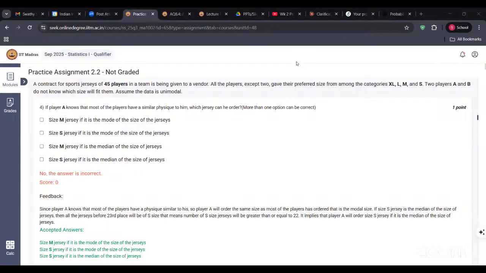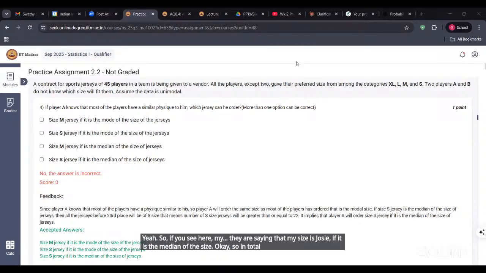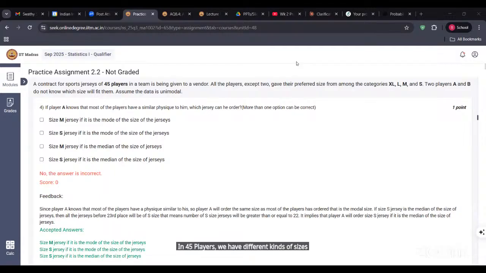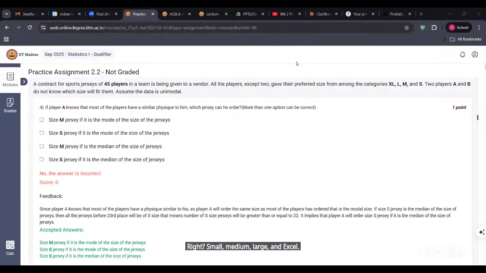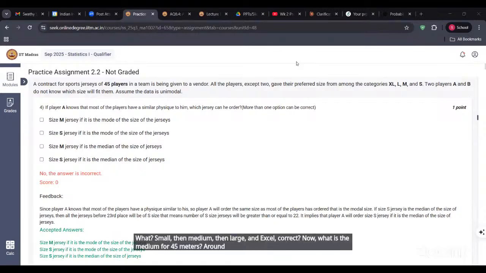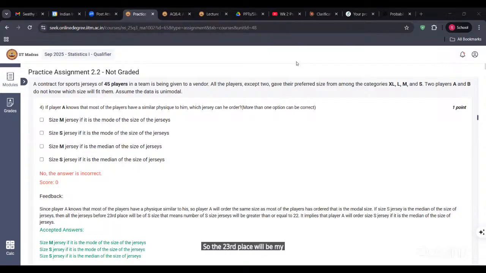So if we see here, they are saying my size S jersey, if it is the median of the size. In total we have how many players? We have 45 players, right? In 45 players, we have different kinds of sizes: small, medium, large, and XL. If we order it, it's small, then medium, then large, and XL, correct? Now, what is the median for 45? It is around 23, right? So the 23rd place will be my median.